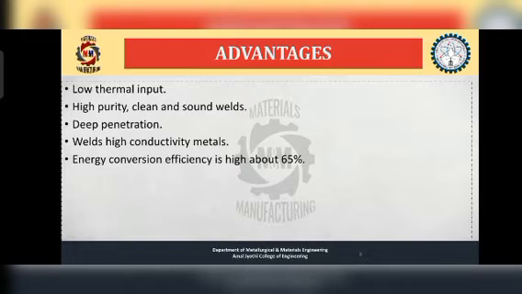Now we are moving to the advantages and disadvantages of laser beam welding. First advantage is that it has a low thermal input, that is, the input power is low. Next advantage is that the welding is clean and has high purity. Next, it has deep penetration, that is, it penetrates deep into the metal or alloy to be welded and it gives better strength. We can weld highly conductive metals and its efficiency or energy conversion is about 65%.